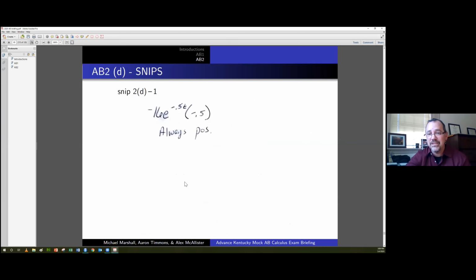All right. Okay, snip land. First snip, home stretch. All right, this student has found the correct derivative. No need to simplify, that's one. And they state that that's always positive. We said we'll allow that, so 1-1.